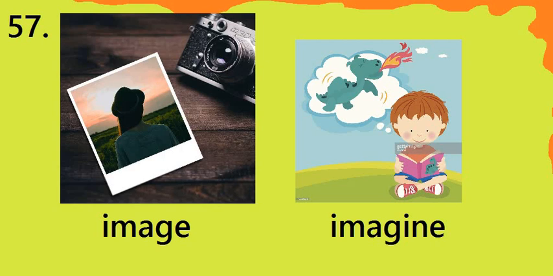And here we have image and imagine. So an image is a picture. It could be a photograph or painting or something. Whereas imagine means you can see a picture in your mind. On this slide, the small girl is imagining a dragon. She's reading a book and she can see a picture in her mind. She's using her imagination to imagine. You may be able to imagine an image in your mind. But remember, image is a noun, imagine is a verb.